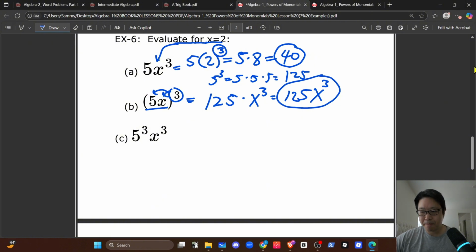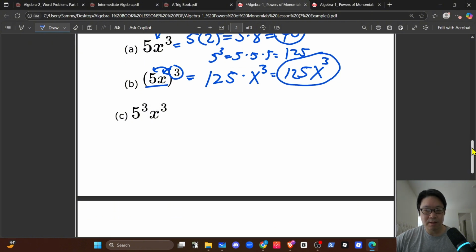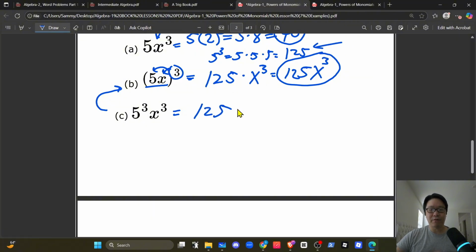All right. C. So this is the exact same thing as B. Okay? Because we have 5 raised to the power of 3 times x raised to the power of 3. So 5 raised to the power of 3, we just went over this, is 125. So it's going to be 125 x raised to the third power. Okay? So we get the same answer.